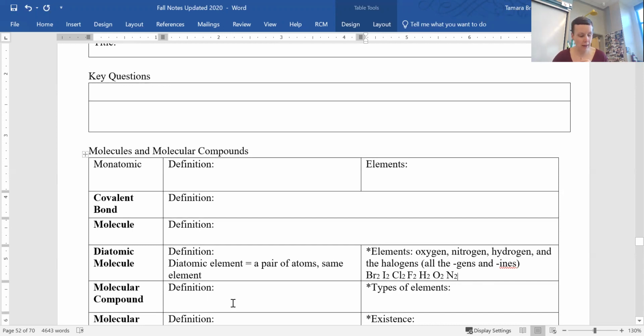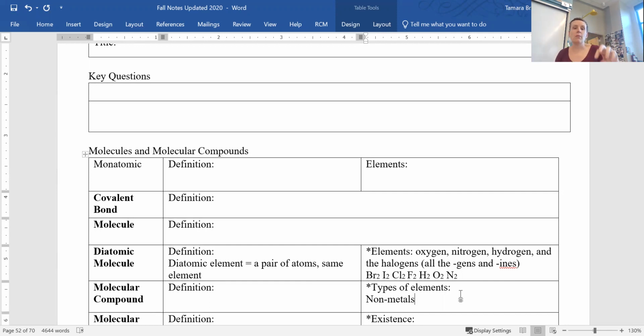Molecular compound. The definition is fine from the book: a compound composed of molecules. It's a covalent compound. They're sharing electrons. Types of elements that form the molecular compounds: non-metals. Metals want to get rid of electrons. They don't want to share to gain more. They just want to get rid of their extra electrons. They're going to form ionic compounds by giving electrons to non-metals. So metals and non-metals together make those ionic compounds.